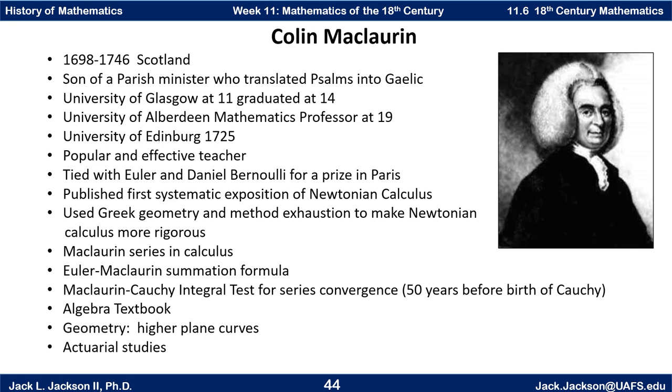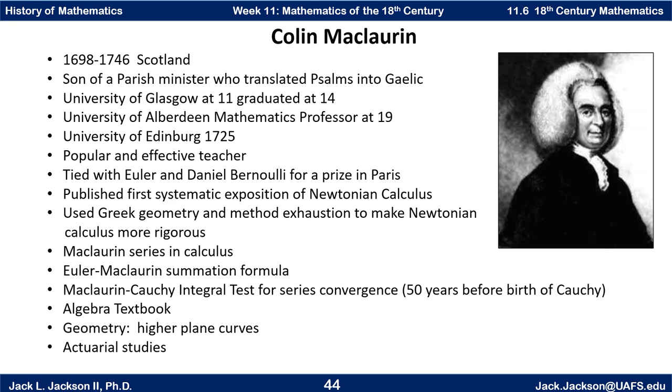And he was a very popular and effective teacher. A lot of the mathematicians we've talked about, most of them did some teaching, but weren't necessarily known for that. But Maclaurin was a very good teacher. He was in Paris for a little bit and tied with Euler and Daniel Bernoulli for a mathematical prize there, which is pretty good considering probably at that time, Euler and Daniel Bernoulli were the top two mathematicians alive at that moment. He published the first systematic exposition of Newtonian calculus.